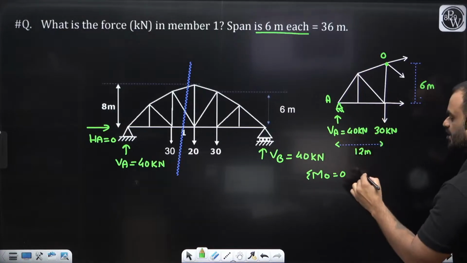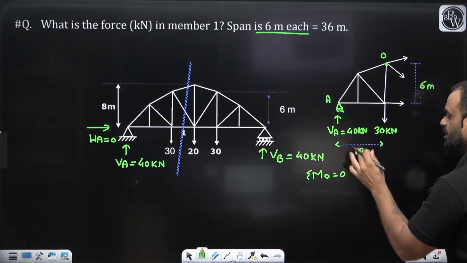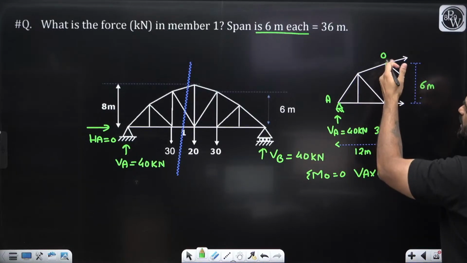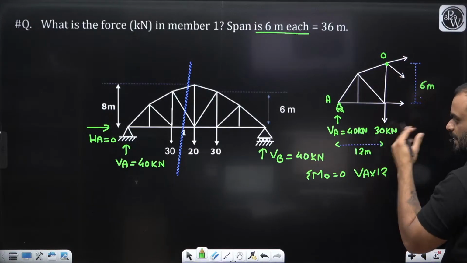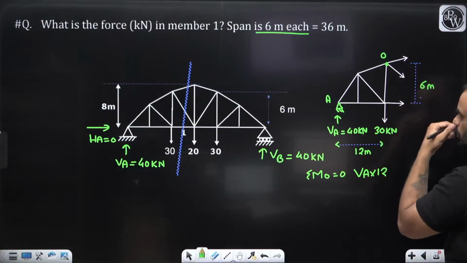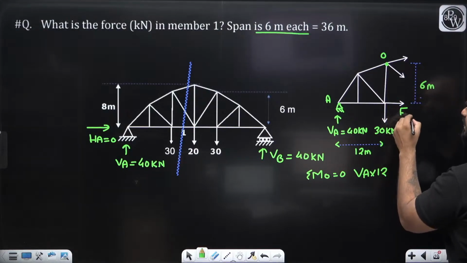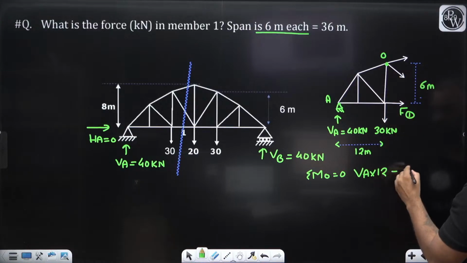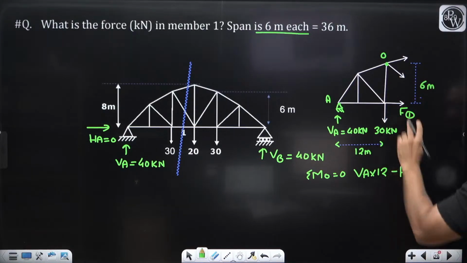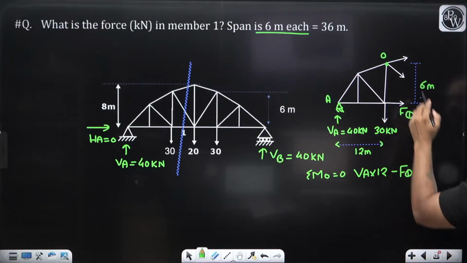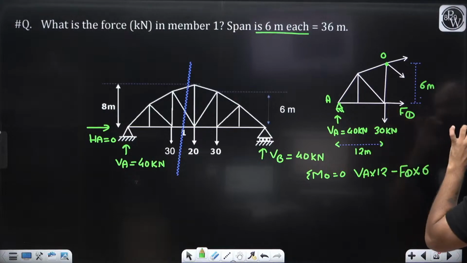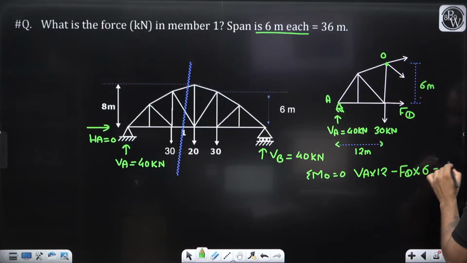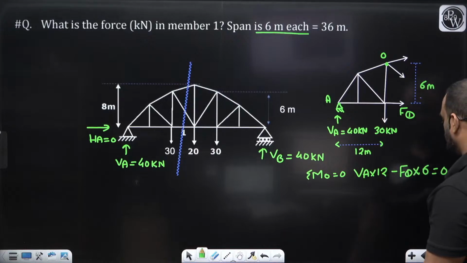So what will we write, guys, exactly? VA into how much? It is 12, which is in clockwise direction. HA will not produce any kind of moment about this particular point. 30 will not produce any moment. Okay. Let us consider F1. So F1 into 6, but it is in anti-clockwise direction. Okay. What about these two members? They will give 0 moment about this particular point O. So let us write down, it is equal to 0.